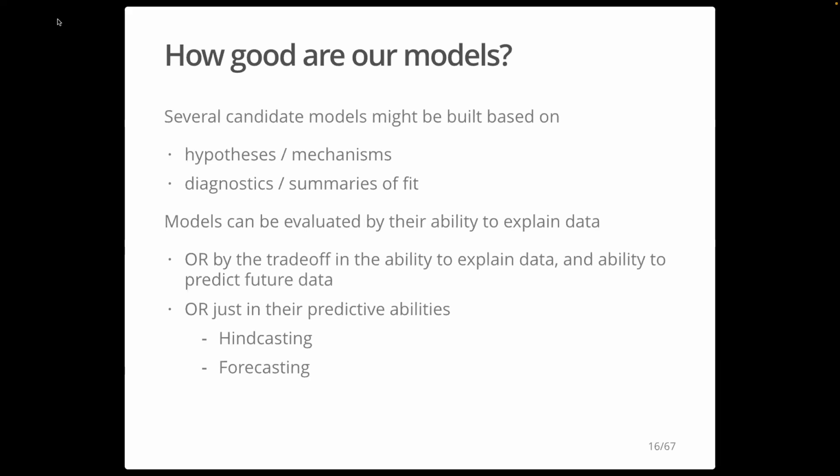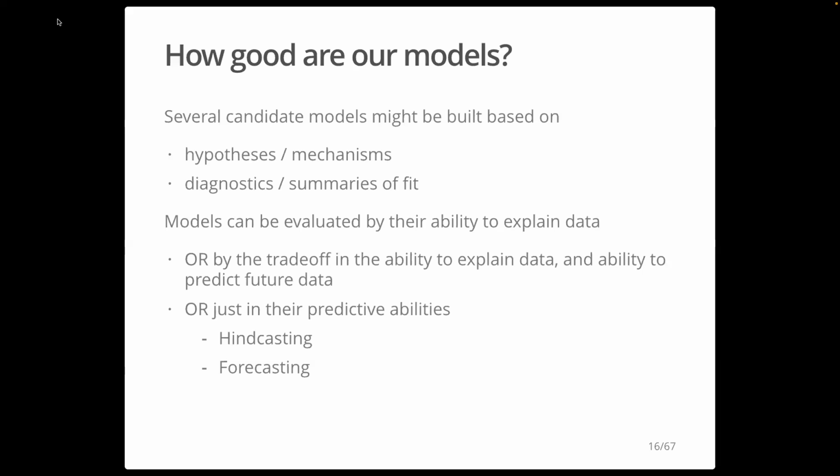Okay, so that's enough about residual diagnostics. Now we'll talk about how good our models are and what we might do to compare them. I think everybody's doing this. Instead of building a single model, we're going to be building several, and we want some kind of comparison to justify our inclusion of certain covariates or model structures.